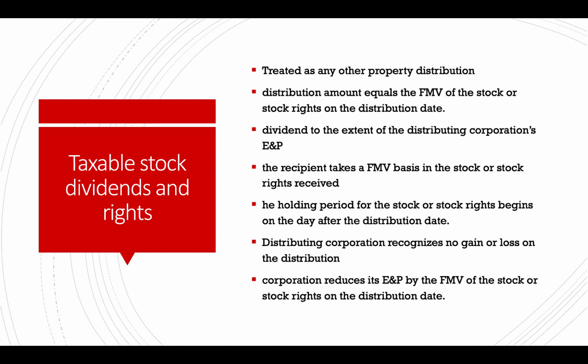All right, if the stock dividend or stock right is taxable, we treat it like we did any other property distribution. So if it's a dividend, we do the same thing, right? We recognize the dividend amount as the fair market value, and it's a dividend to the extent of earnings and profits. The recipient takes a fair market value basis in the stock or the rights. The holding period for the stock or rights begins on the day after the distribution date, and the distributing corporation recognizes no gain or loss on the distribution. The corporation would reduce its earnings and profits by the fair market value of the stock or rights on the distribution date. So none of this should surprise you because it's exactly the same treatment as a property distribution.